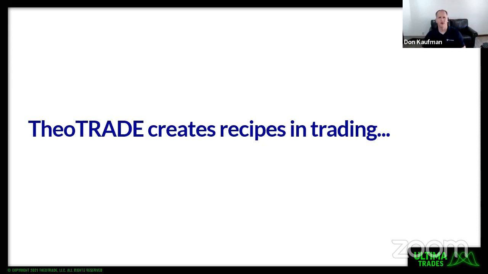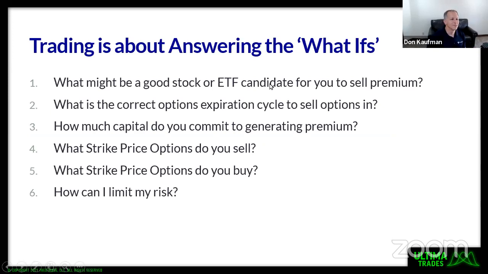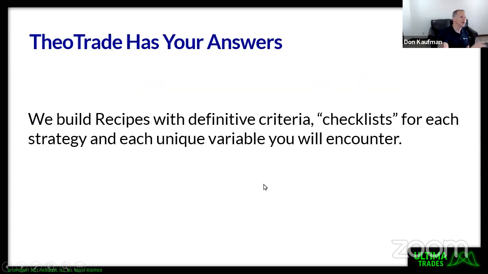So we have different variables, different criteria. What if the market goes up? What if the market goes down? What if the market stays flat? Listen, TheoTrade creates recipes in trading. Trading is about answering the what ifs. What might be a good stock or ETF candidate for you to sell premium in? What is the correct options expiration cycle? How much capital do I commit to generating premium? What strike price options do I sell? Which strike price options do I buy as a hedge? How can I limit my risk? TheoTrade has the answers. Again, we build recipes with definitive criteria, literally checklists for each strategy and each unique variable.